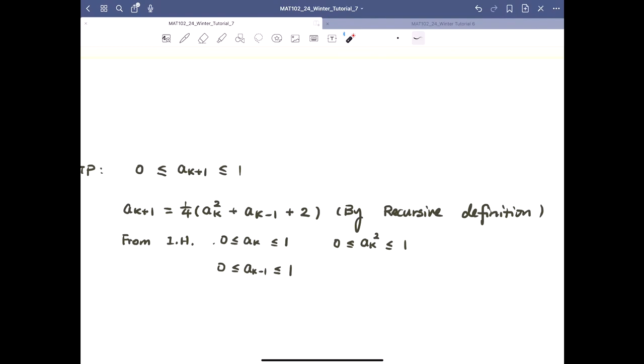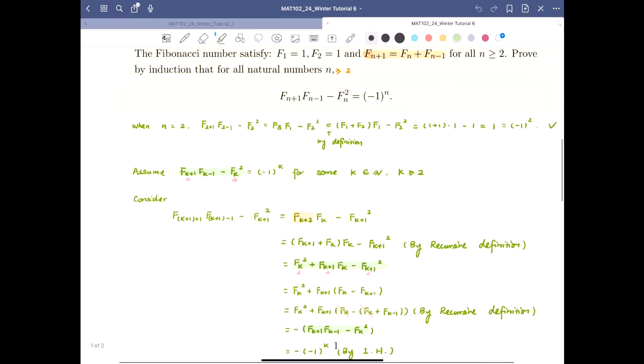That's telling me I need strong induction. Does that make sense? So this is why we need strong induction here, because otherwise I don't need it. Now compare to the question from before.